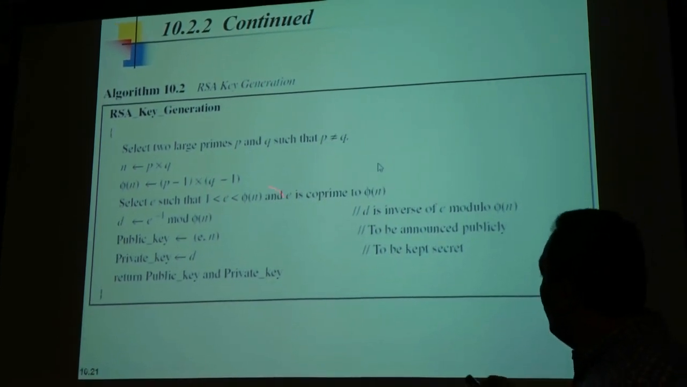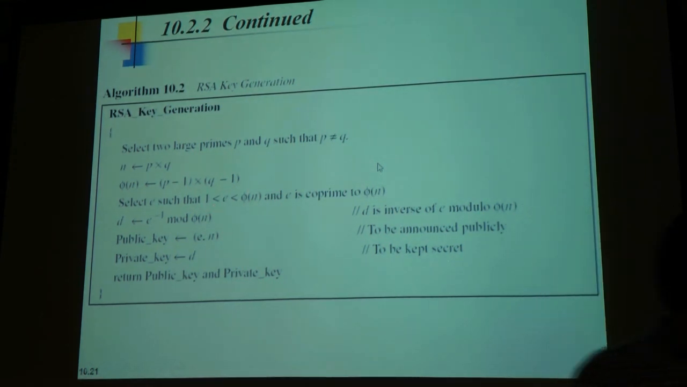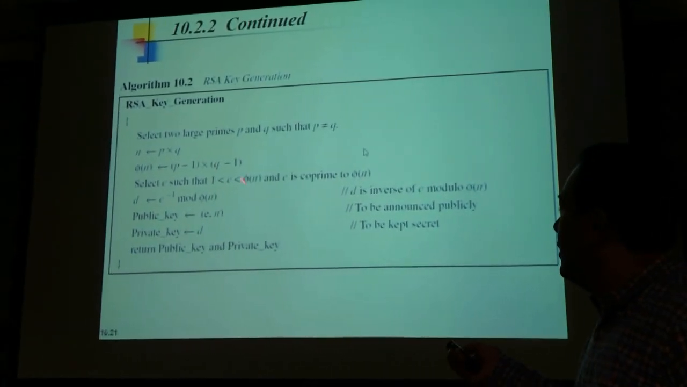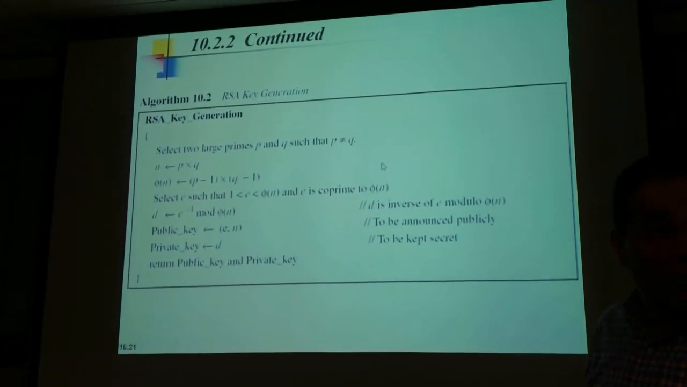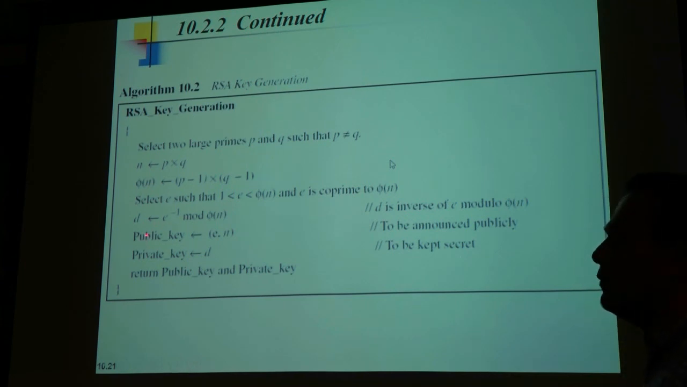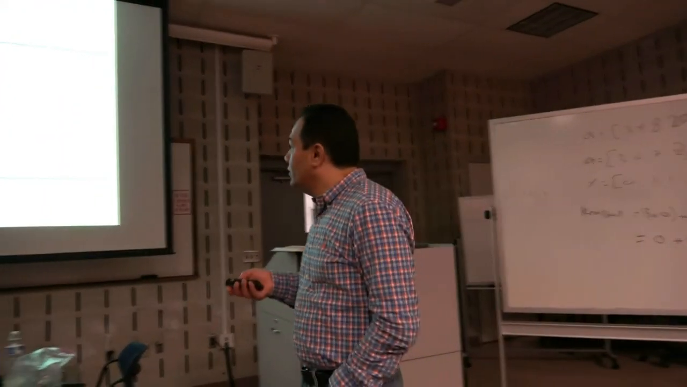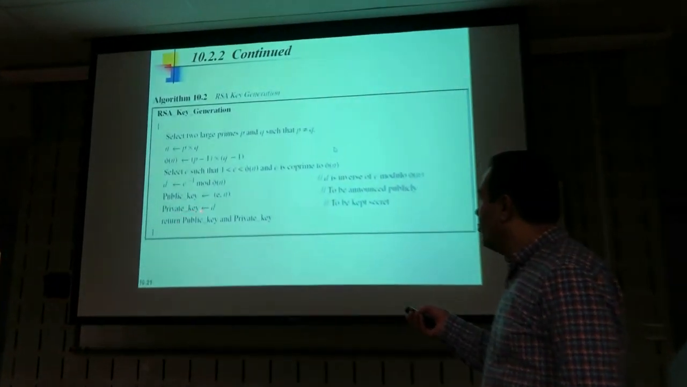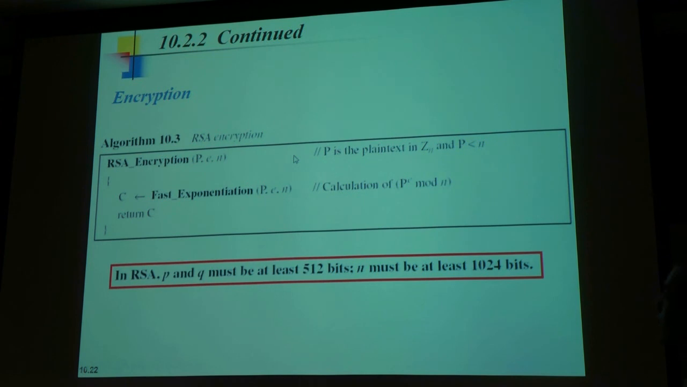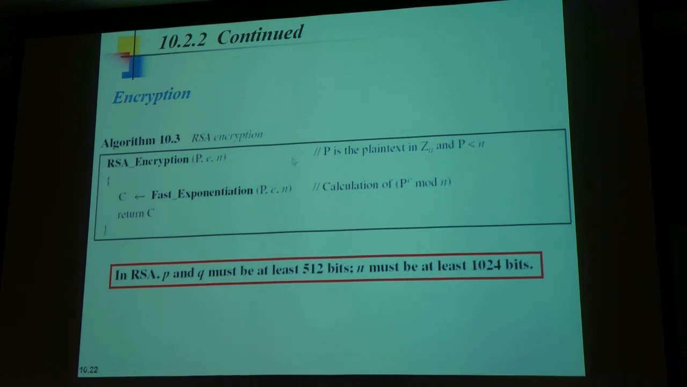Alright? So now you select E, any number in the range. It has to be from 1 to phi n. So in our example, where did we calculate phi n? It was 12, right? So if phi n is 12, the number you're going to choose is between 2 and 11. Then you calculate the multiplicative inverse of E, which will be D. The multiplicative inverse of it will be D. Alright? So the public key will be E and N, and the private key will be D. And that's what you're going to share. So this is the algorithm for key generation, encryption, and decryption.